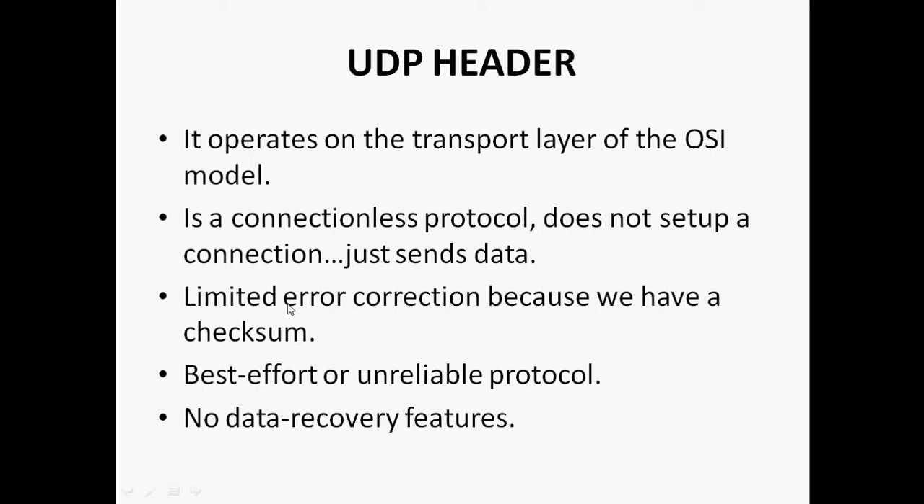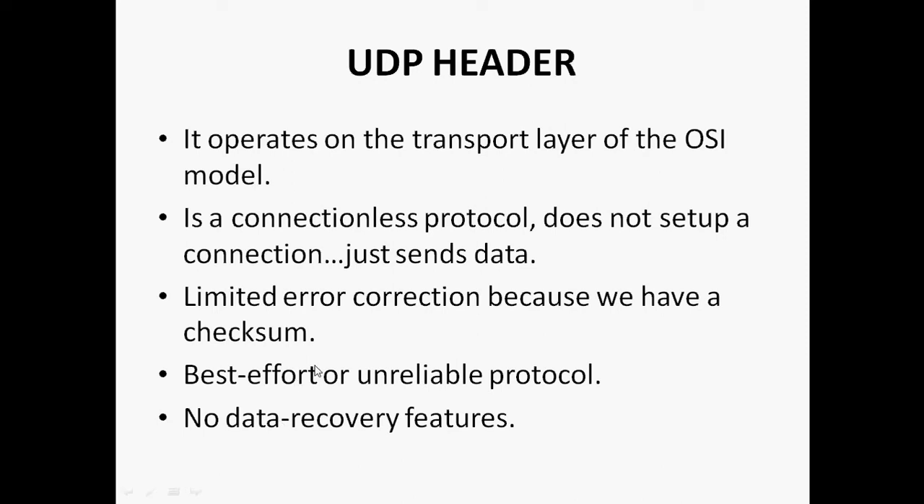Next is limited error correction, because we have the checksum. In TCP there is error correction and flow control, and if any data is lost we have to retransmit the data. But in UDP there is nothing like that. The sender can just send the data and that's it. Whether the receiver receives it or not, they don't know the status.